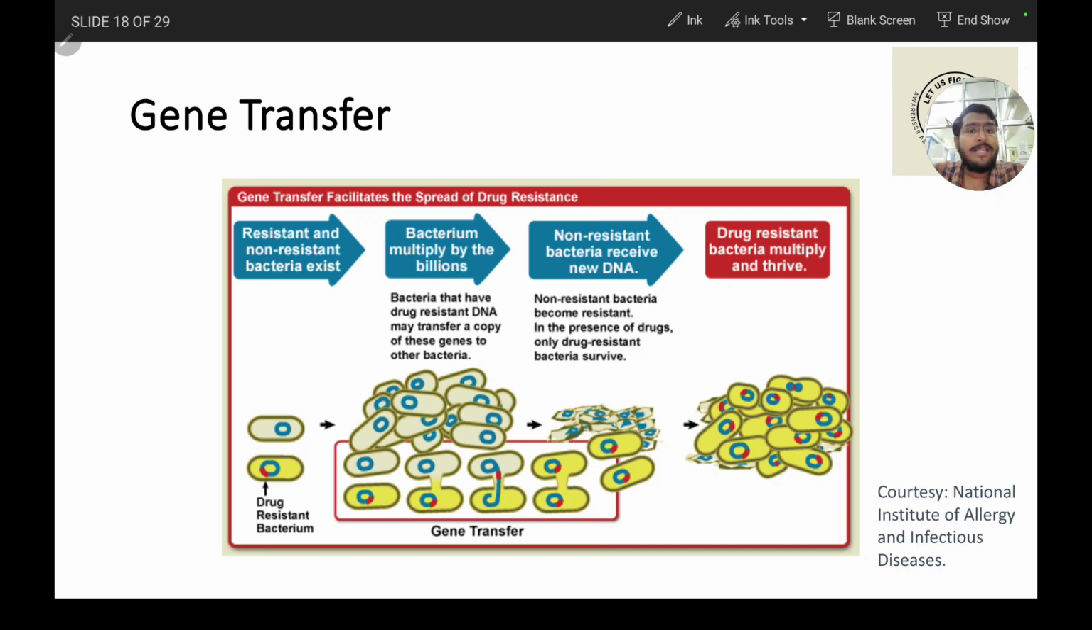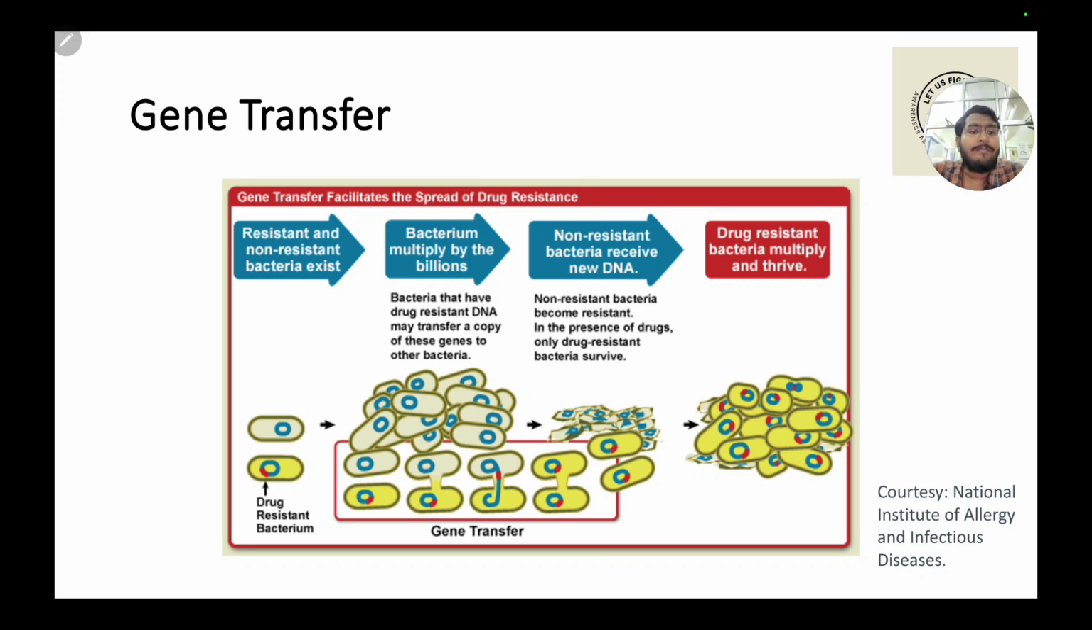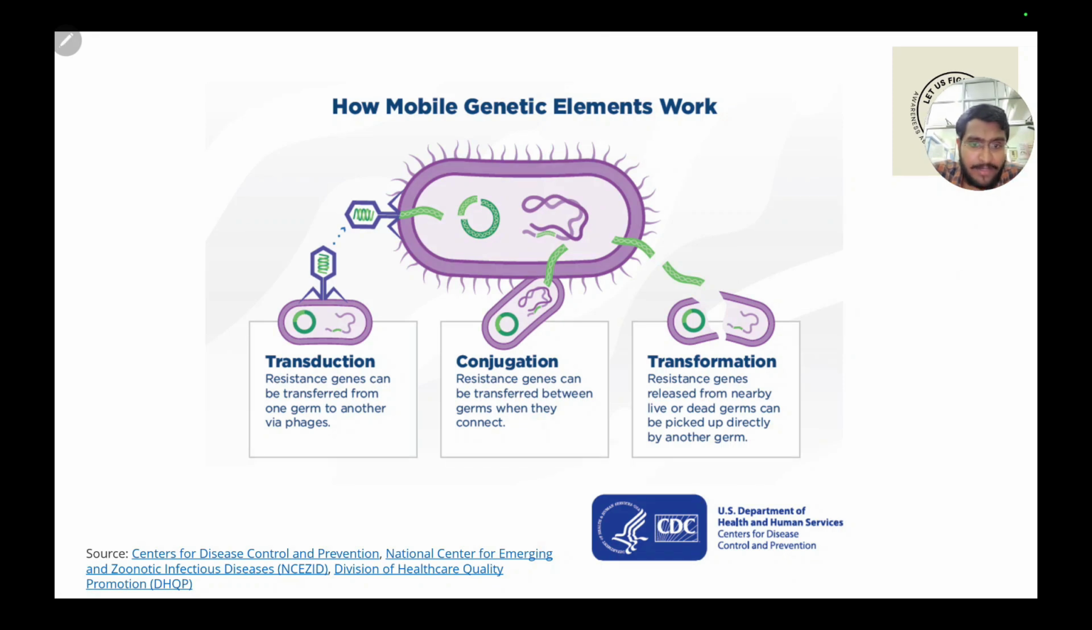So how does this gene transfer exactly take place? Again, we are going to speak about some technicalities, but I'm trying to make them as simple as possible yet again. So there are three major processes: transformation, conjugation, and transduction. This is the mechanism by which gene transfer takes place in microorganisms. Let's start first with transformation.